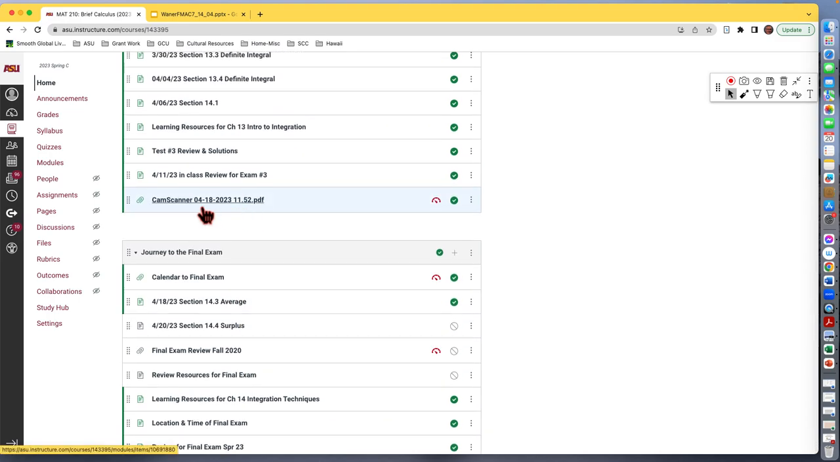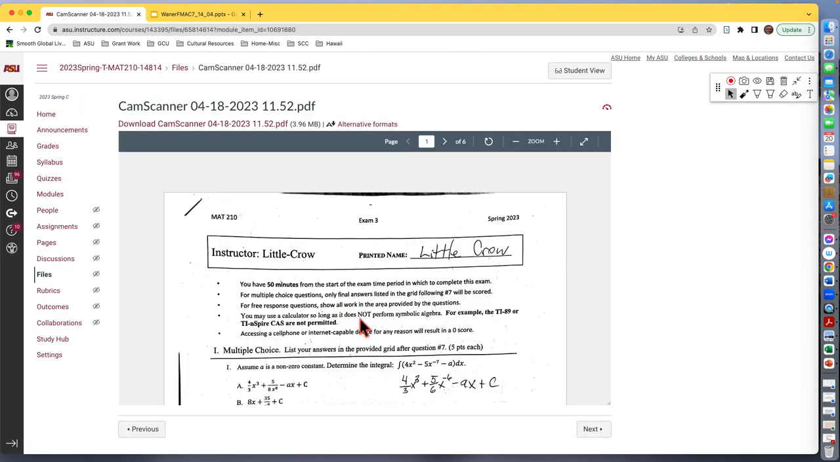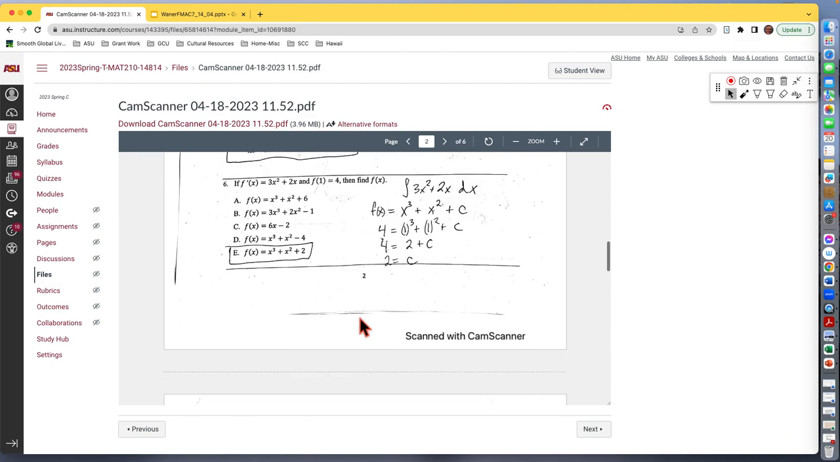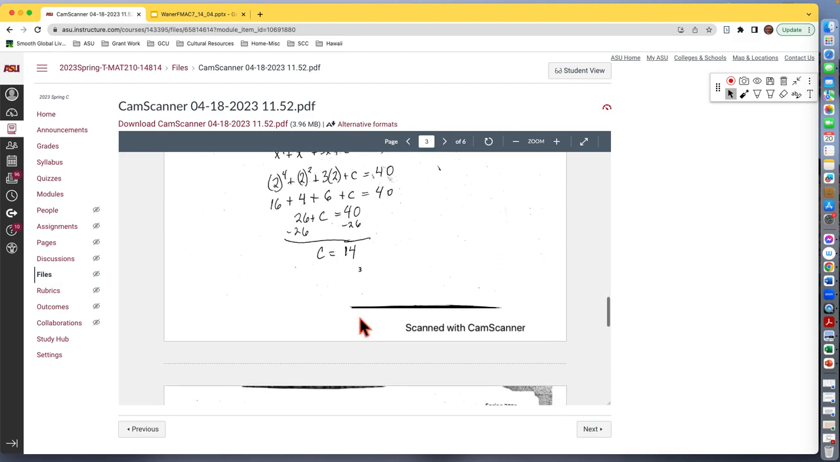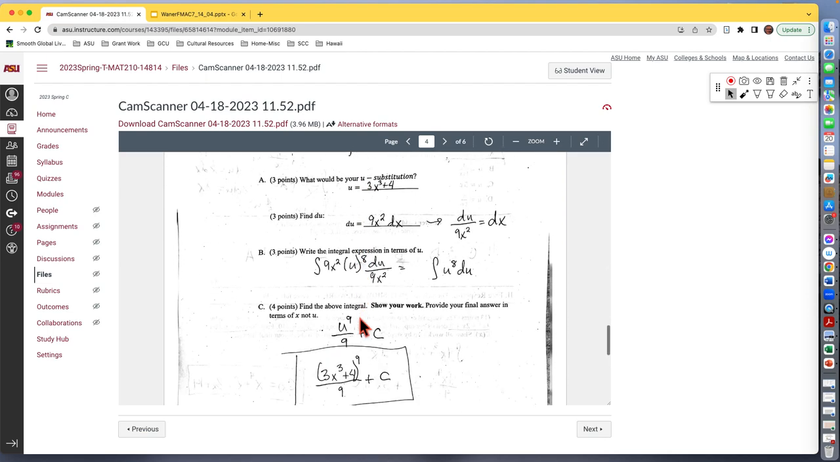What I did is, I didn't change the name. So this thing that says CamScanner is just, I took pictures of my solutions for the test. So if you go here, you'll see how I work through things. So if you have questions about why you didn't get points on something, you can compare it here.